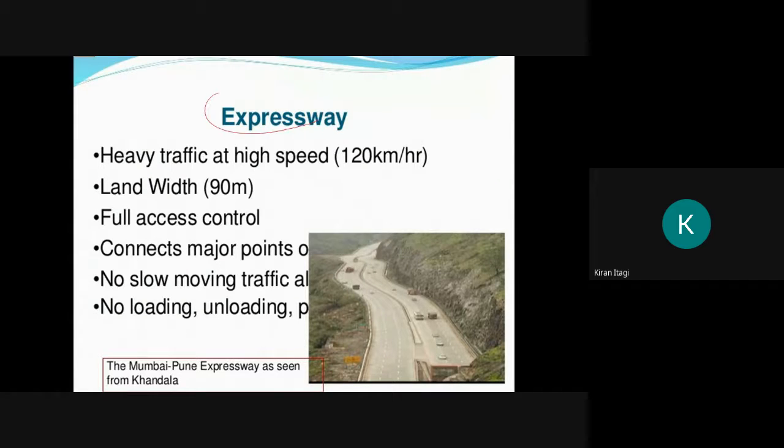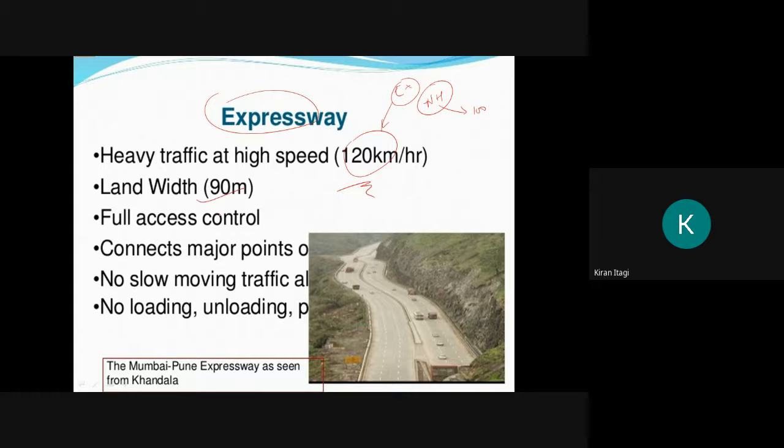Some of the important things about the express highway is that the design speed will be 120 kilometer per hour. Means while designing, if it says design for the express highway, we will take 120 kilometer per hour, and if it is the national highway, we will take 100 kilometer per hour. So just remember this one also.